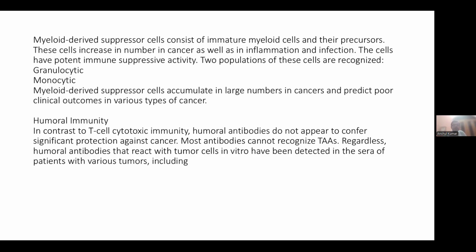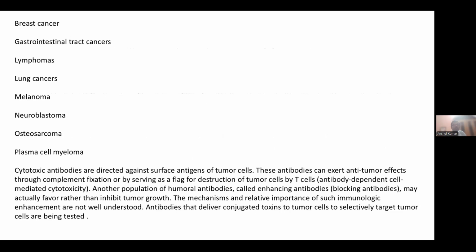So they play an important role in diagnosis of this tumor oncogenesis. These are some of the important antibodies found in the sera: breast cancer, gastrointestinal tract cancer, lymphomas, lung cancers, melanoma, and others as we have mentioned here. Next, the cytotoxic antibodies are directed against surface antigens of tumor cells.